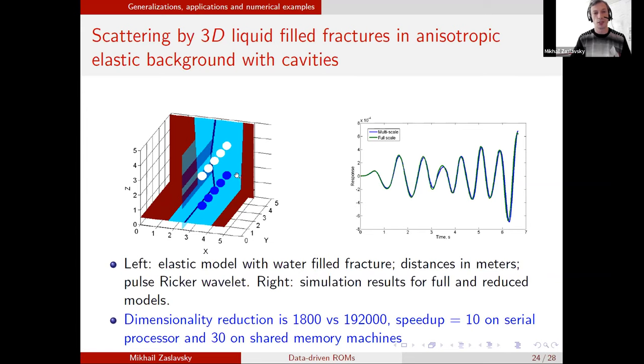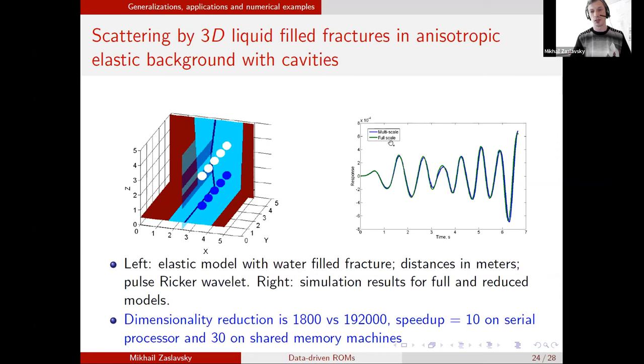So it's an anisotropic formation with some thin, water-filled fractures. Here, the white ones are air-filled cavities and the blue ones are water-filled cavities. So we construct a Cartesian grid non-conforming to any interfaces, and just perform the simulation on the Cartesian grid. And here are the results of the simulations.